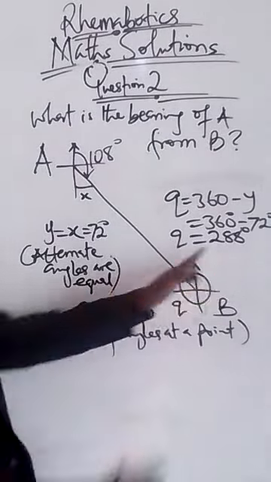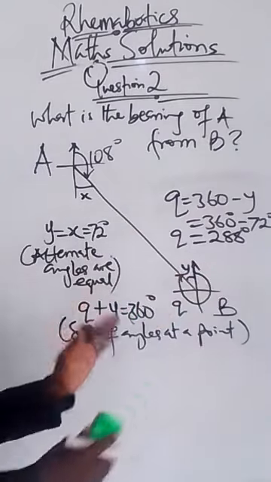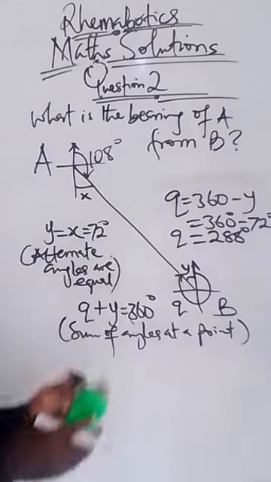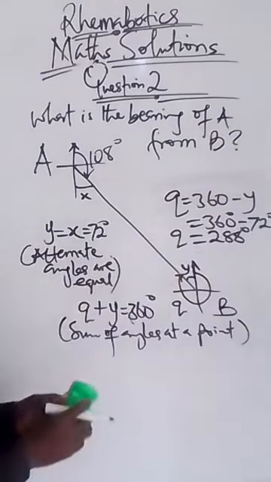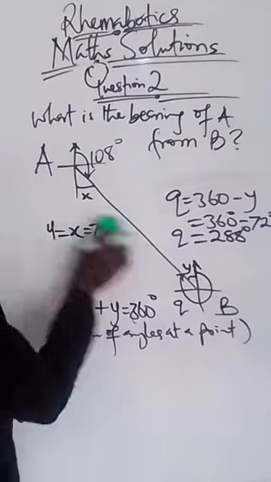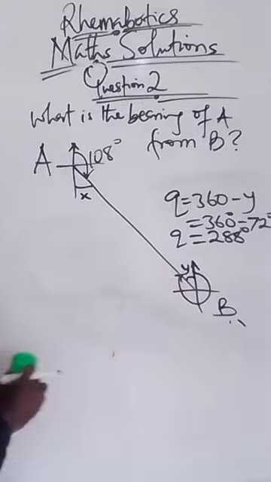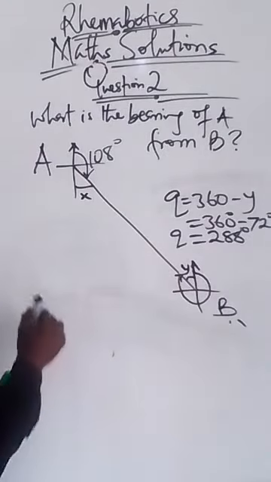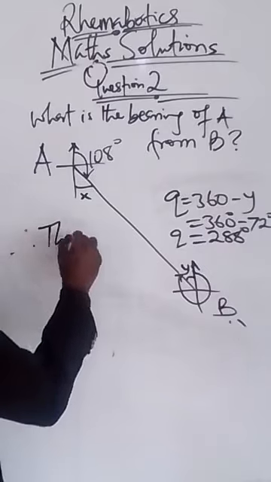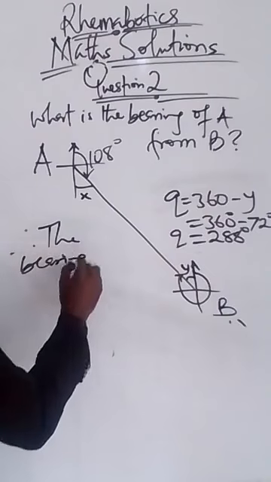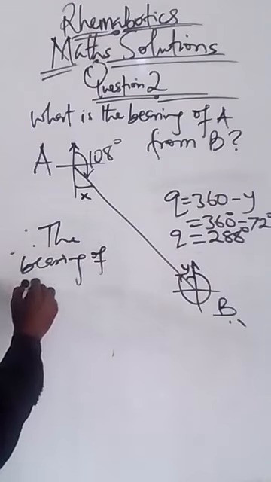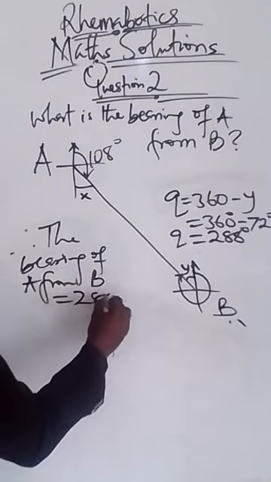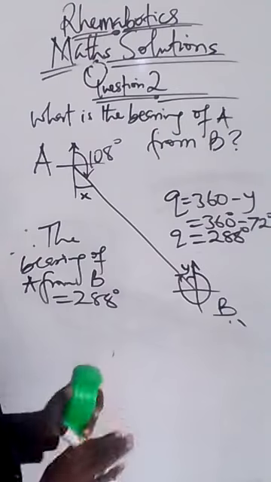This is what we are looking for when it comes to writing your answer in 3-digit form. There are two ways of writing your bearing. The first method is the 3-digit form. So we can now put the answer. Therefore, the bearing of A from B is equal to 288. So this is the 3-digit form.